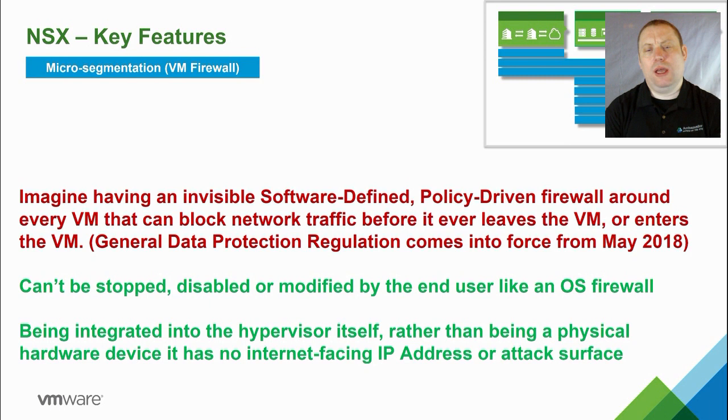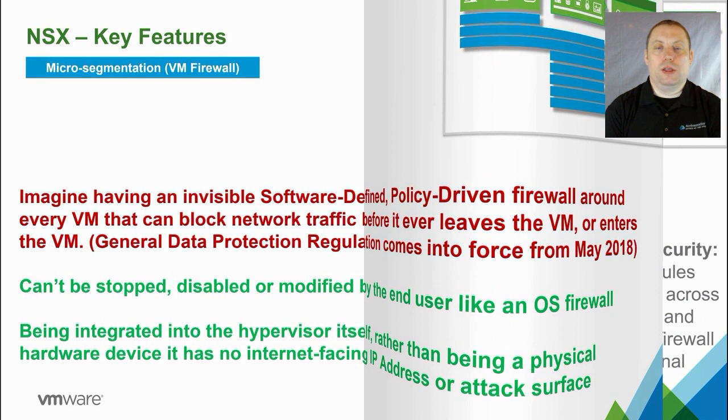So it's close enough to have context, but it's far enough away to have isolation. So we've got the best of both worlds. We can see what's going on because we're close, but we're not so close that an attacker or a user can disable us because they've got access to us. So I'll show you an example of that next.